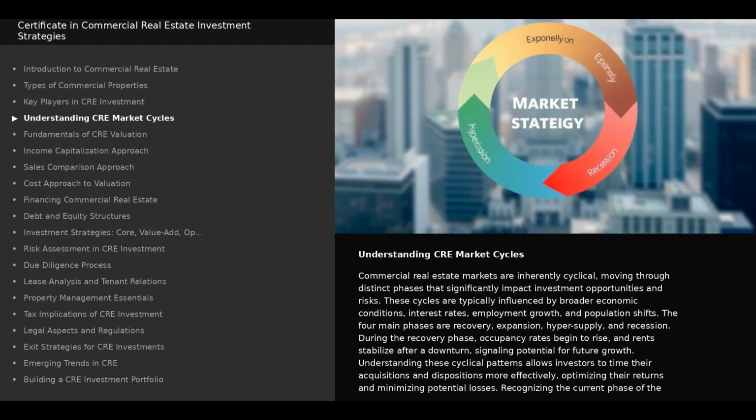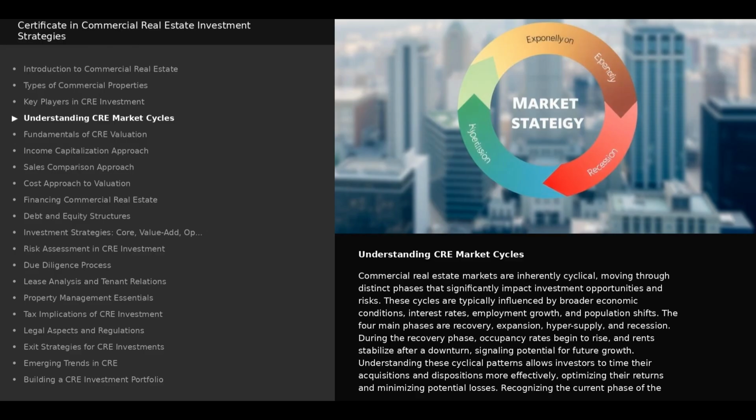Understanding market cycles. Commercial real estate markets are inherently cyclical, moving through distinct phases that significantly impact investment opportunities and risks. These cycles are typically influenced by broader economic conditions, interest rates, employment growth, and population shifts. The four main phases are recovery, expansion, hypersupply, and recession.